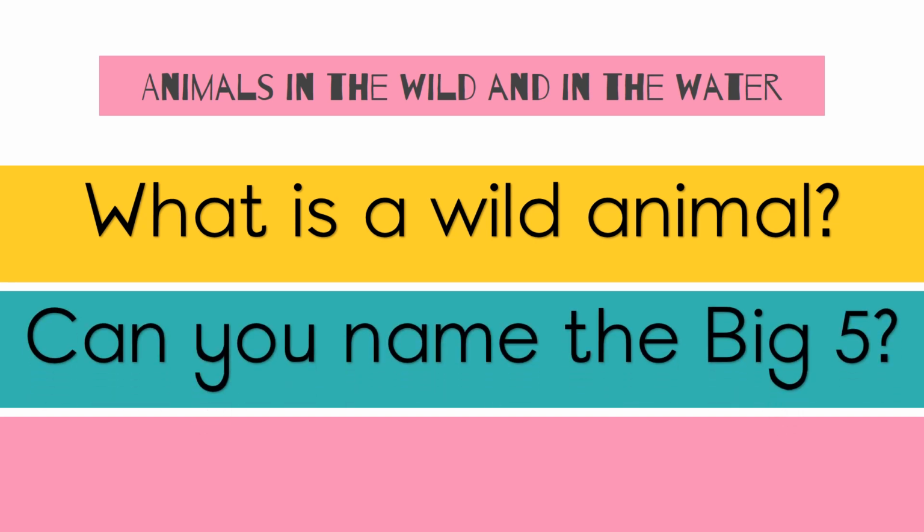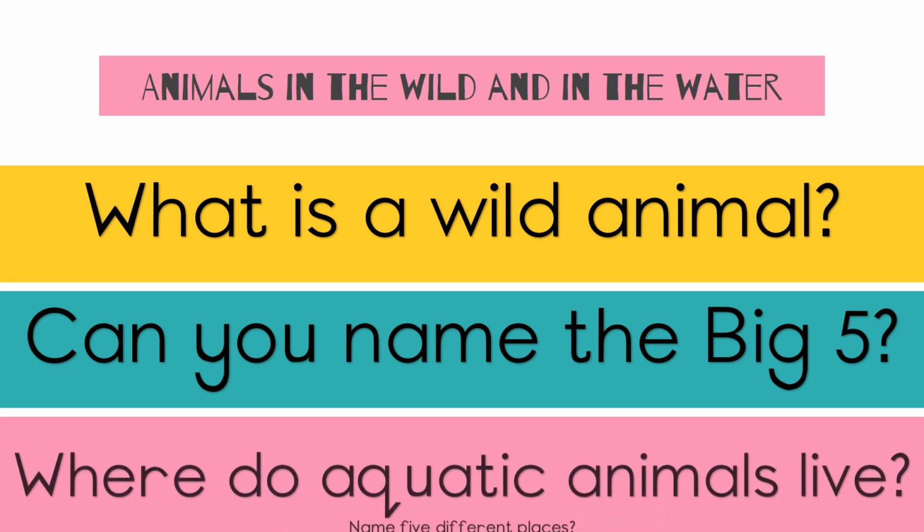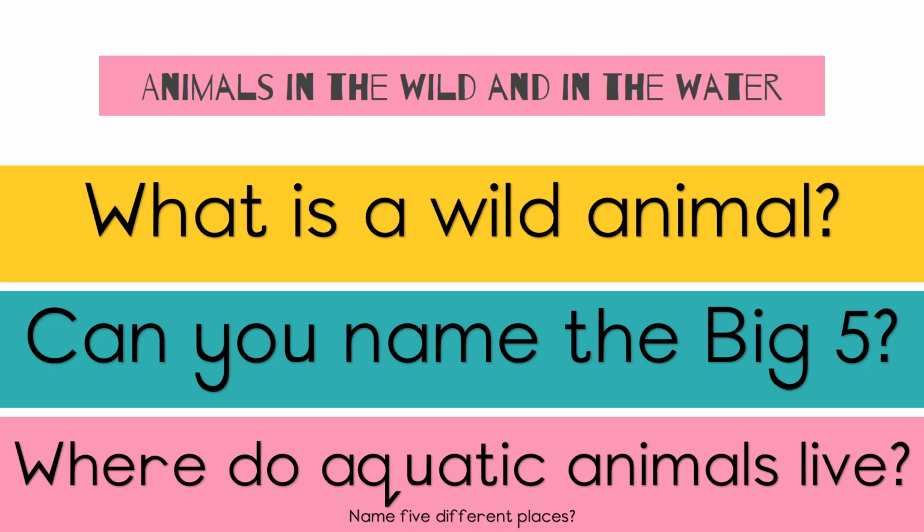Can you name the big 5? We have the big 5 living right here in South Africa. They are the elephant, the lion, the leopard, the rhinoceros, and the buffalo. Where do aquatic animals live? Aquatic animals are animals that live in the water. They either live in fresh water, such as lakes, rivers, and ponds, or salt water, like the ocean.